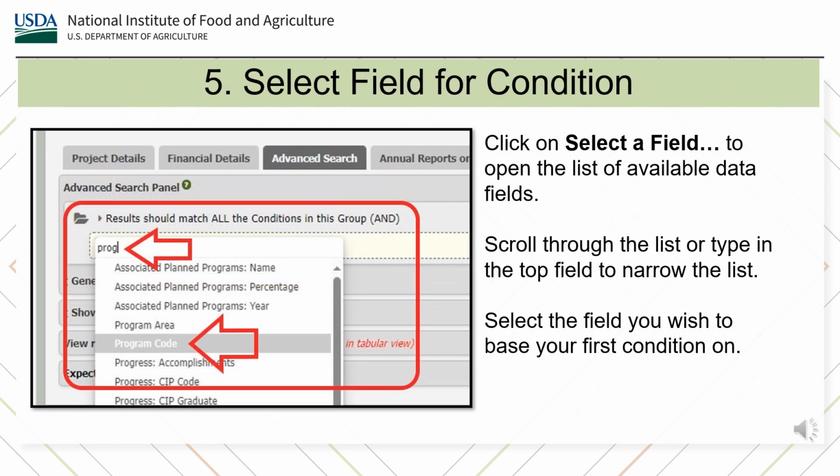Next, you will select a field for your condition. Click on Select a Field to open the list of available data fields. You can scroll through the list or type in the top field to narrow the list. In this example, I have typed PROG in the top field to narrow the field list. Then you can click on the field to select the field you wish to base your first condition on. In this example, I'm clicking on Program Code.